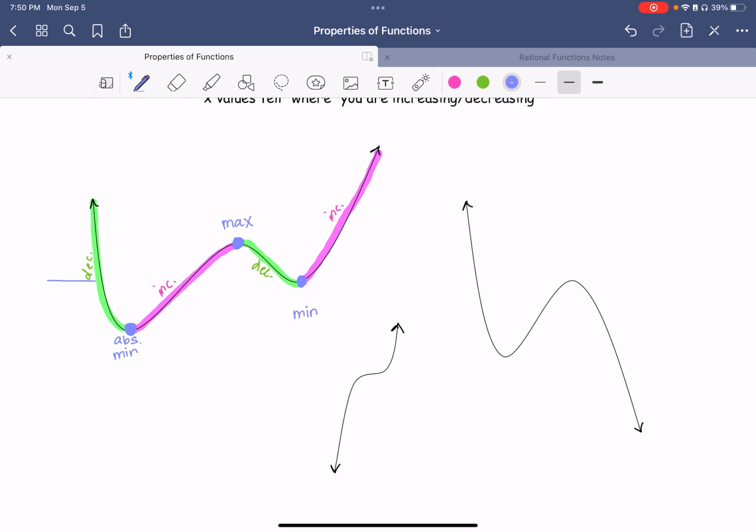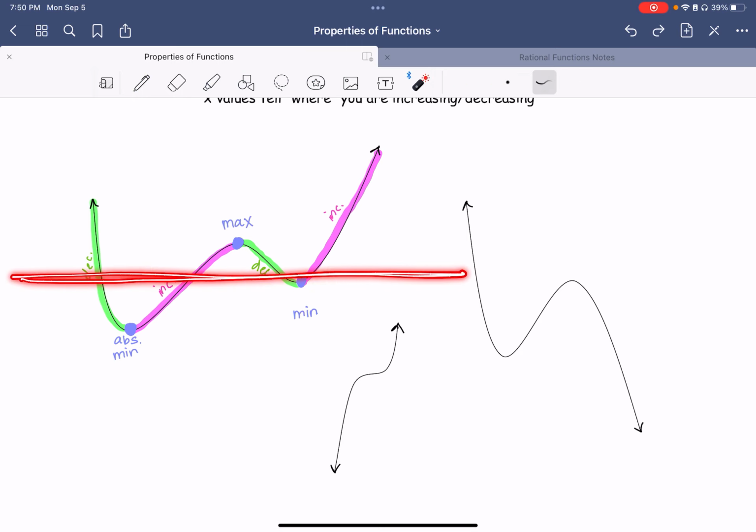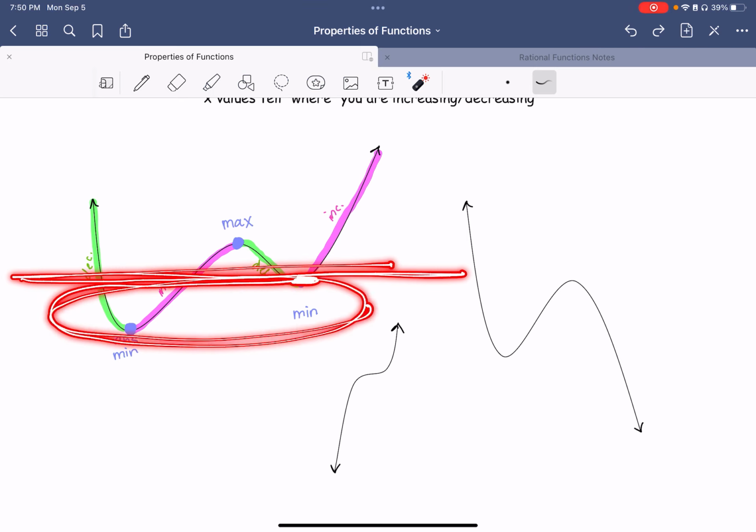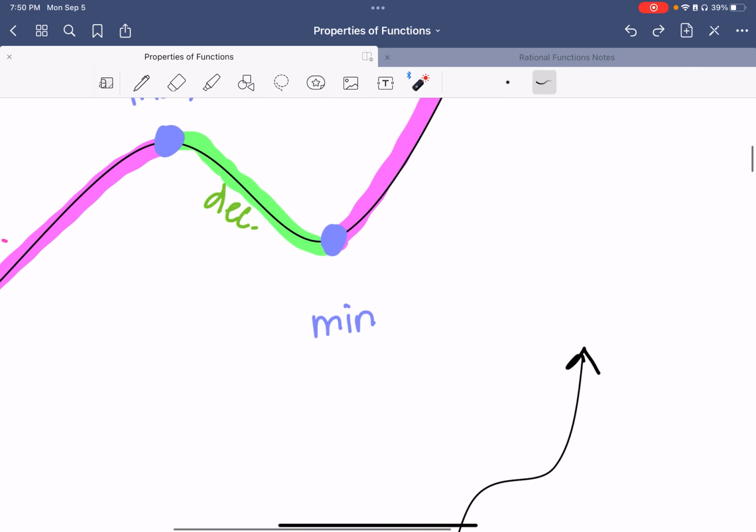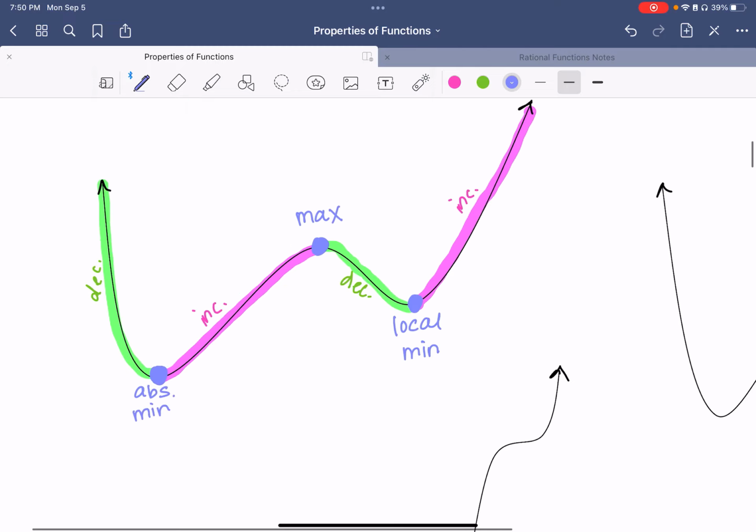Okay, so that's an absolute minimum, which is different than the other minimum that we have. So if you were to draw a horizontal line through this minimum here, you can see that there is graph below it. So since there's this down here, this one is not the absolute lowest, so this one here has to be the local minimum or the relative minimum.